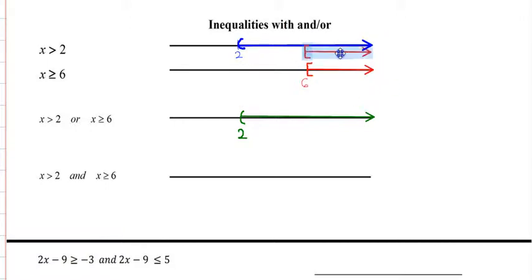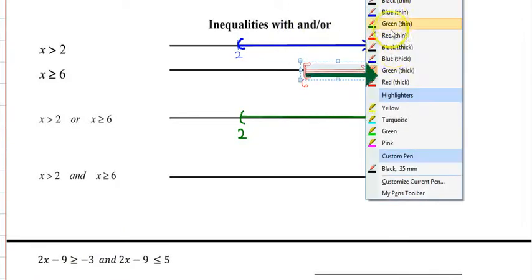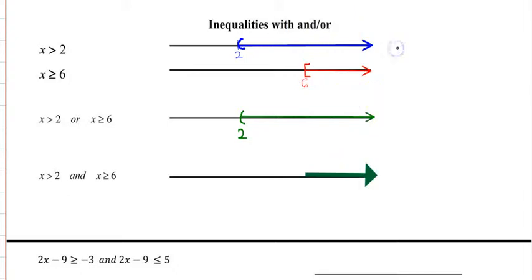With and, what we want is what they have in common. So if I were to move that up and look at it that way, you can see that where they intersect is right here at the 6 and then all the way to infinity. Because what we're looking for is we want a number that is in this region, right here, and this region. We want a number that is within the red and the blue. So we want the intersection of the two, which would be from 6 to infinity. And there are your answers.